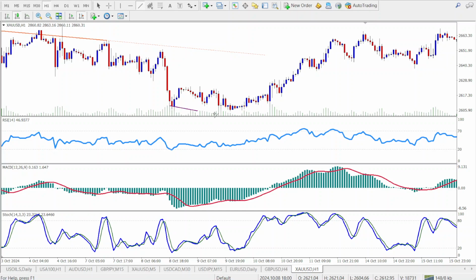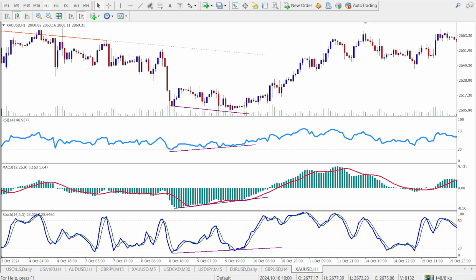For example, you can see what happened here. You can see this lower low form. You can see higher low form. Can you see that? So this shows a bullish divergence.